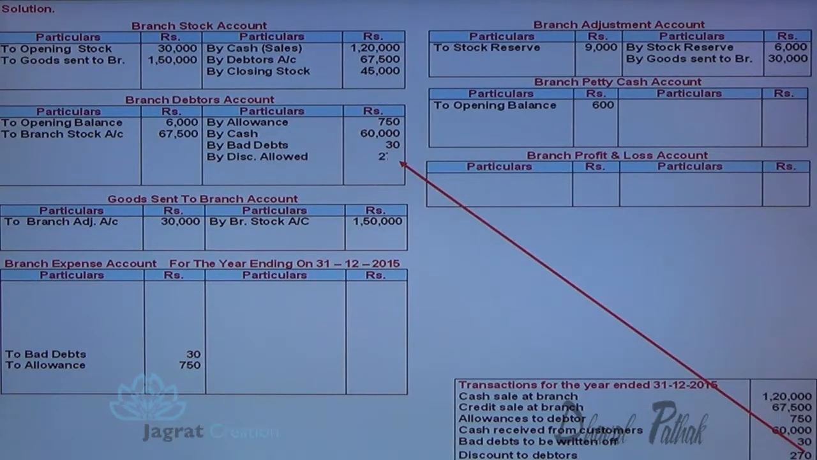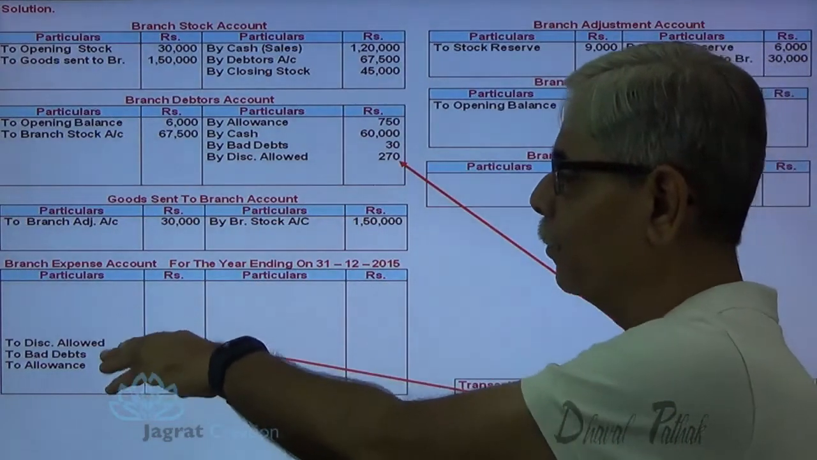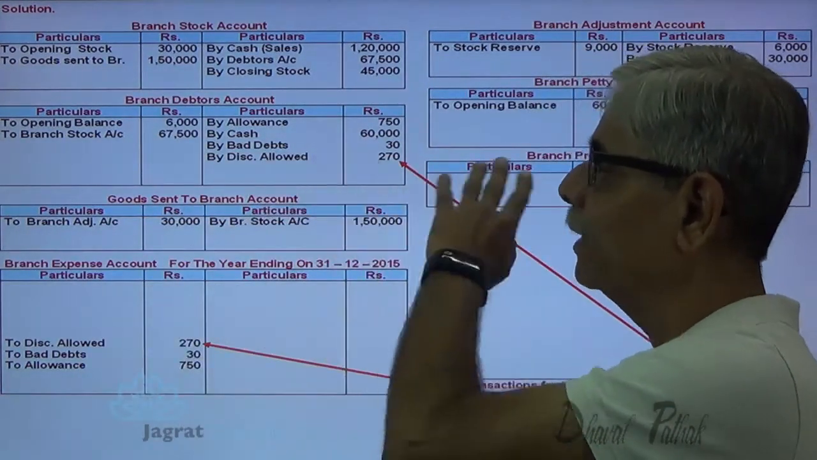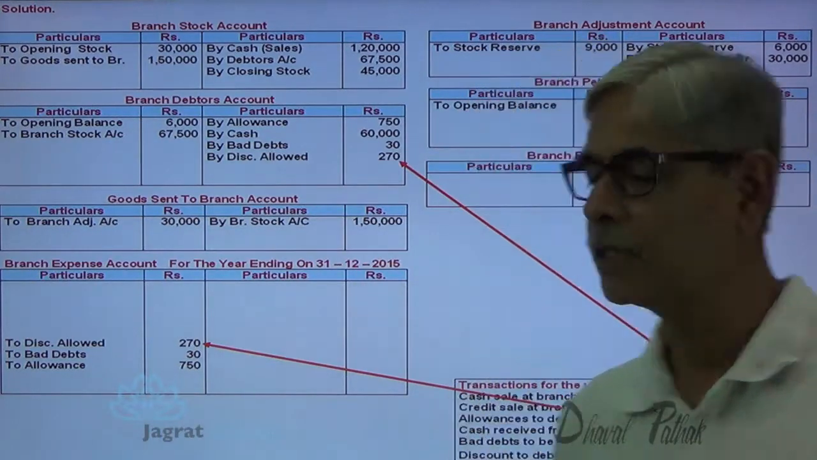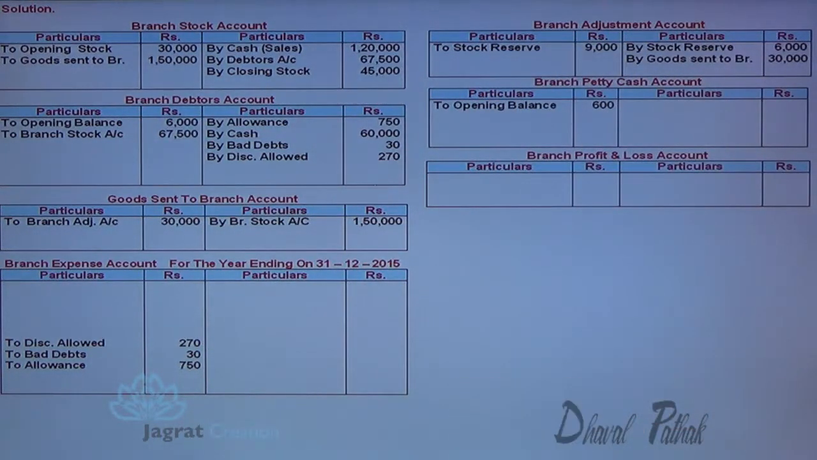Discount to debtors. So, discount allowed account debit to debtors account. Branch expense account debit to discount allowed account. This is how branch expense account is debited and discount allowed is credited to branch debtors account.